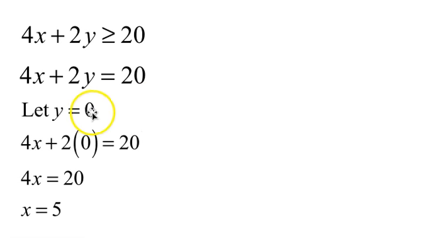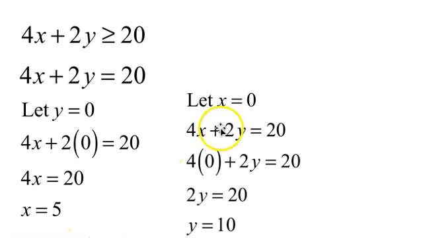So if I let y be 0 to get the x-intercept this time, 4x plus 2 times 0 is 20. 4x is 20, x is 5. So 5, 0 is the x-intercept. If I let x be 0, 4 times 0 plus 2y is 20. 2y is 20, y is 10. So 5, 0 and 0, 10 are the two intercepts that I have.